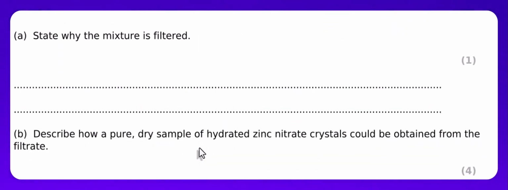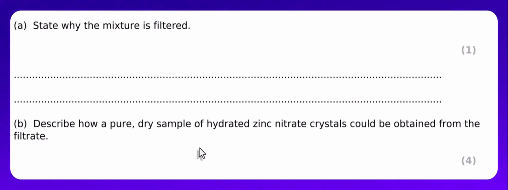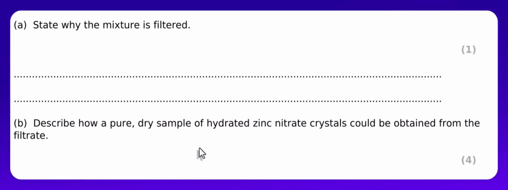That is our first question, A. State why the mixture is filtered. As you can see, initially, we added an excess of zinc powder. So the mixture was filtered to remove the excess zinc. So you can write to remove excess zinc.